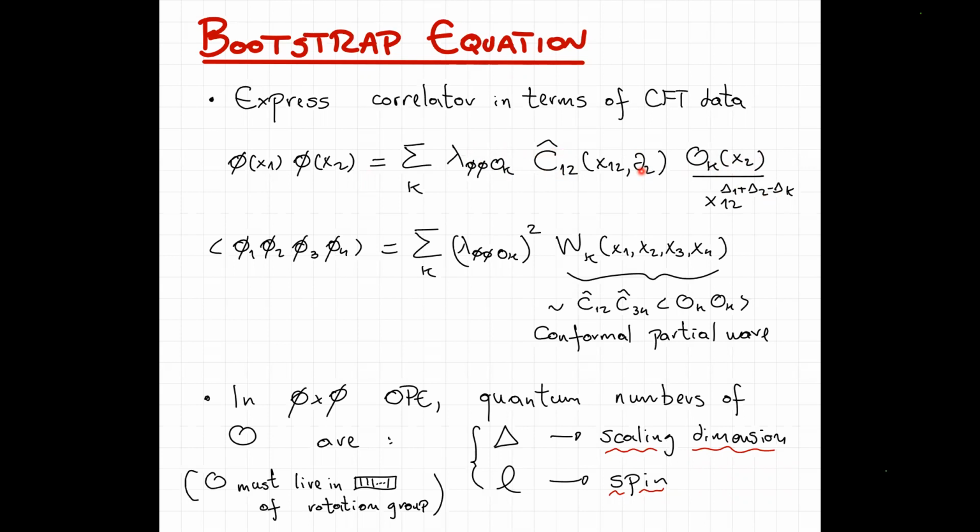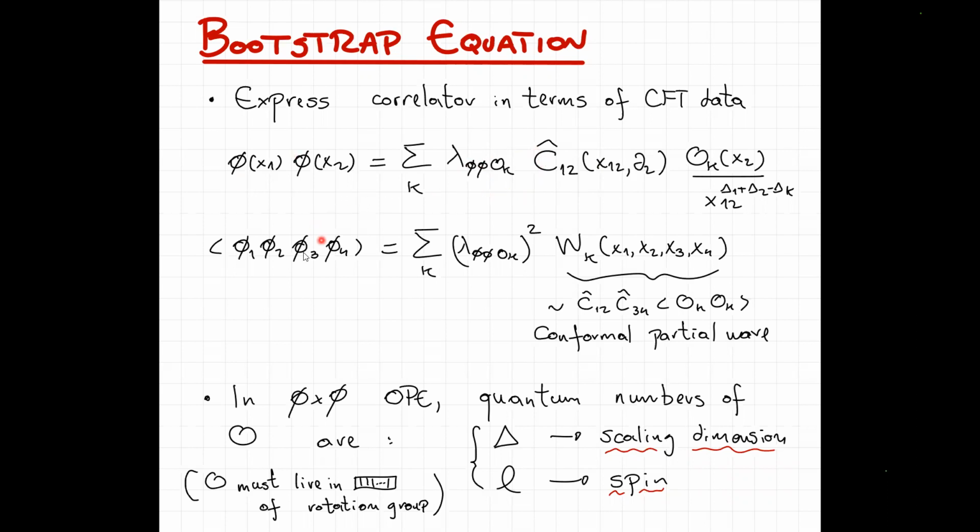Descendants are simply operators which are given by derivatives of primary operators. So in terms of representation theory of the conformal group, they all lie in the same module. And so the OPE coefficients of those operators are related to the ones of the primaries.